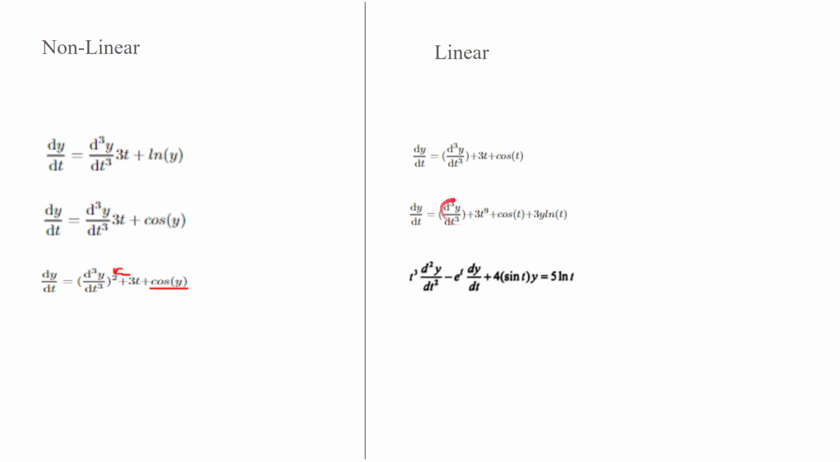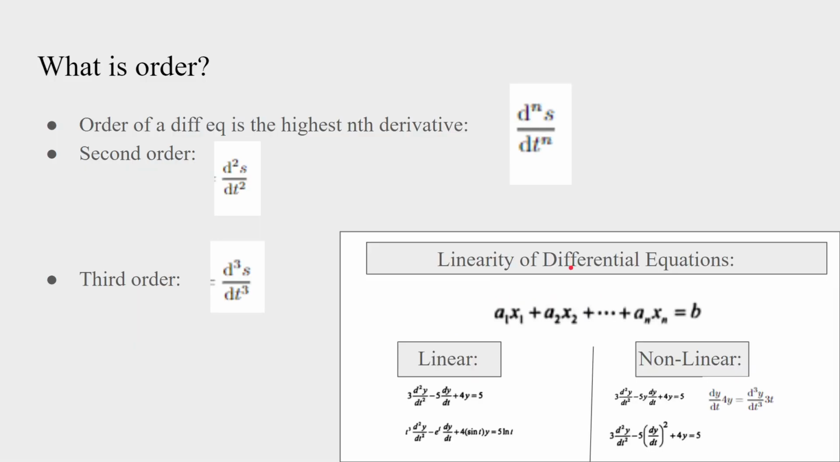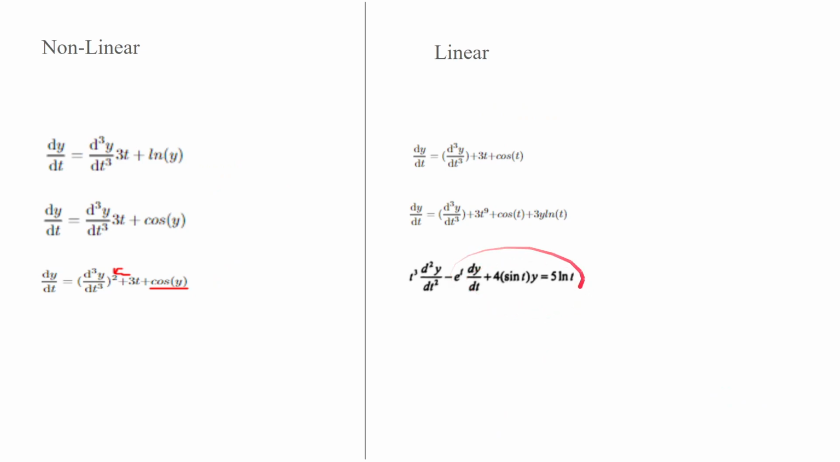Anyways, this is third order because of this term. We could bring this to the 9th power. 3y times ln of t. Alright, that's fun. Because the y here is not being multiplied by another y, or a derivative of y, and there's no y being put in the argument of some transcendental function. That's not allowed. This one is linear. Was this on the last slide? Oh, it totally was. Well, you already know why. Anyway, that's pretty simple.